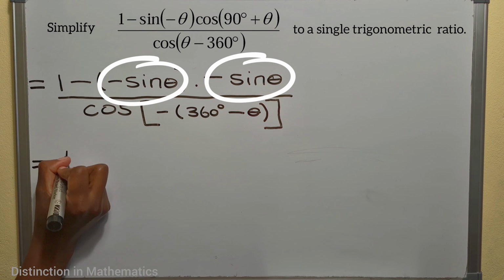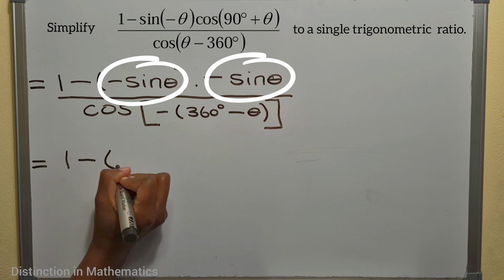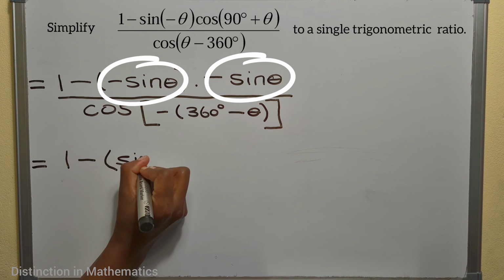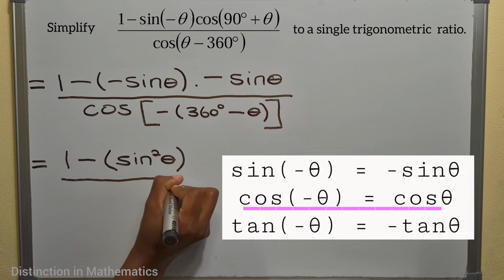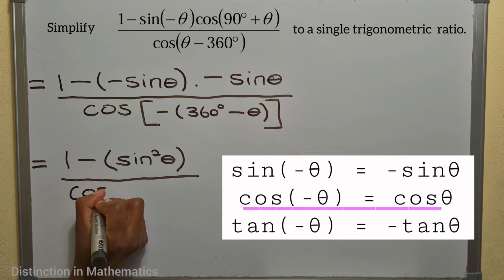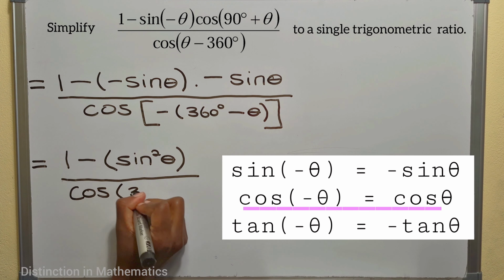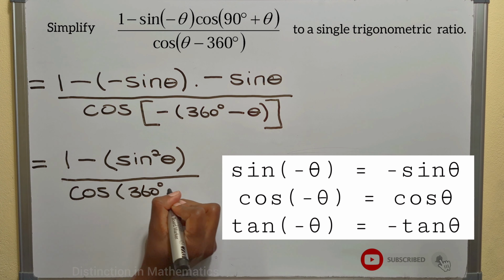These two multiply together, the signs multiply together to give us a positive, and sine theta times sine theta gives us sine squared theta. Cos multiplied by a negative angle gives us positive cos, and we're going to do this step by step so that we show all the understanding.